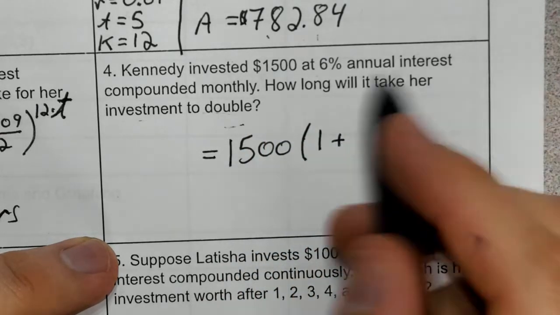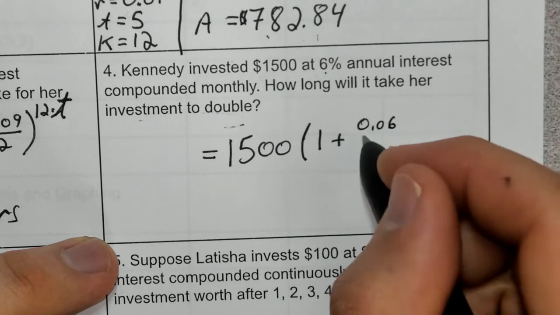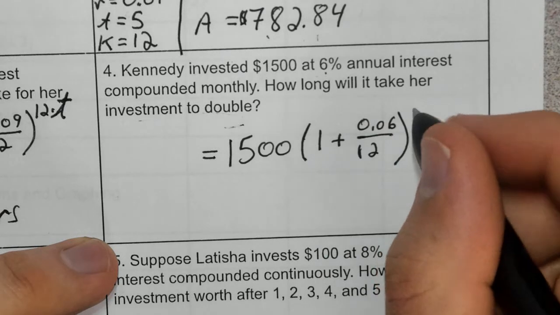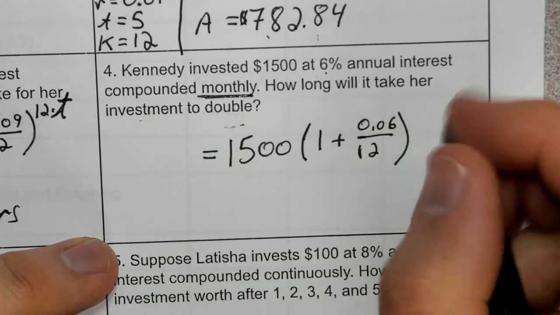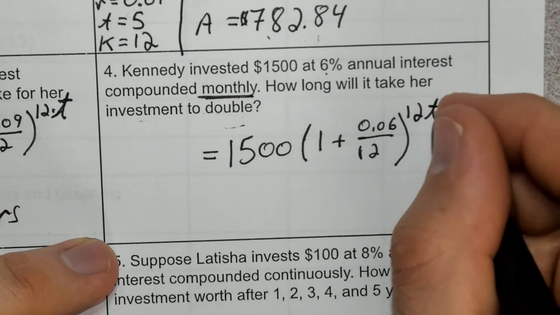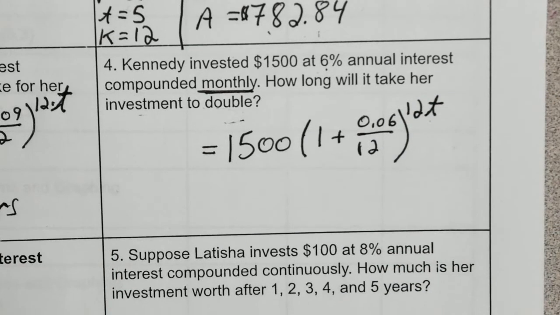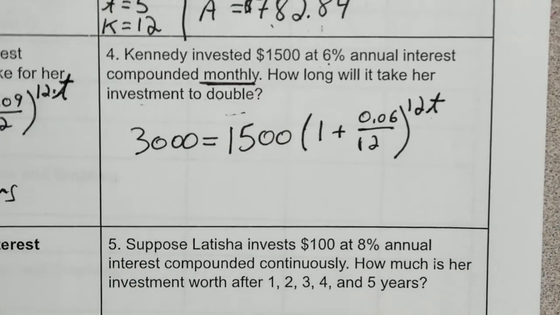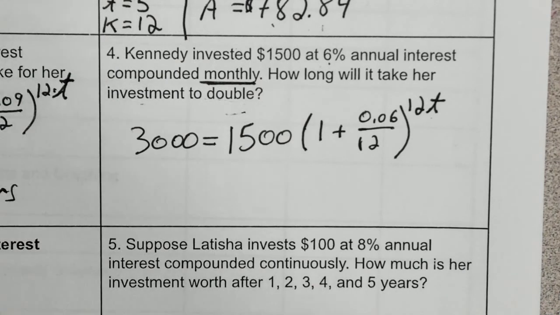1 plus, the interest rate is 6%, so 0.06 divided by 12, raised to the, it's compounded monthly, so it's going to be 12 times t. We want to know how long it's going to take to get to, how much? 3,000, right? If she's investing 1,500, then she wants to see how long it's going to take to get to 3,000. If you have $100, you want to know how long it takes to double. Yeah, the amount invested, the principal.